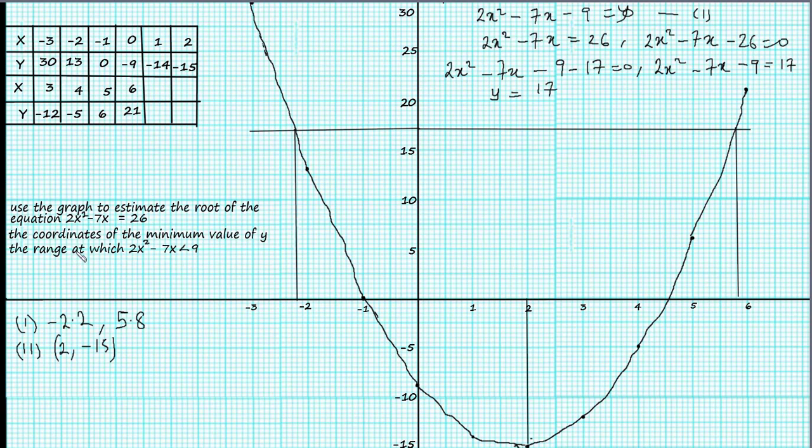Now the range at which 2x squared minus 7x is less than 9. So we can take this a step further. Let me do it here. We can say 2x squared minus 7x minus 9 is less than 0. And this is what? Our y, don't let us forget. So our y is less than what? 0.